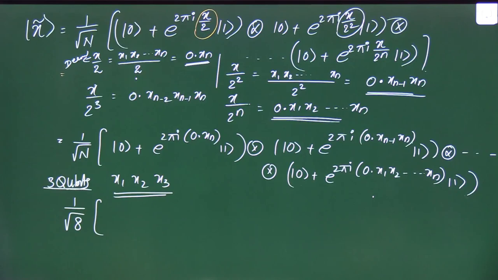So first will be from the rightmost. Ket 0 plus e to the power of 2 pi i 0.x2 x3 ket 1, tensor, ket 0 plus e to the power of 2 pi i 0.x1 x2 x3.